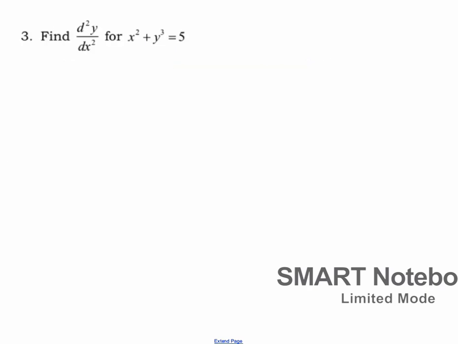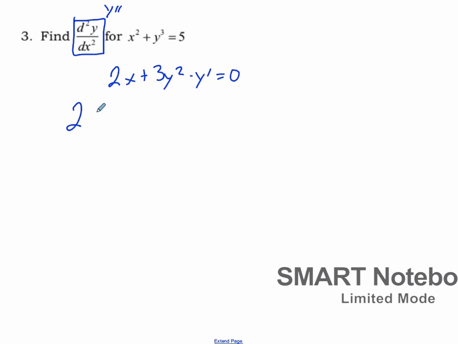Alright, so next, this is the symbol for the second derivative. So we find the derivative twice, or you can write y double prime. Alright, so we're going to find the derivative twice. Derivative is 2x plus 3y squared times y prime equals 0. That's the first derivative, right? And now we can do it one more time. So the derivative of 2x is just 2.